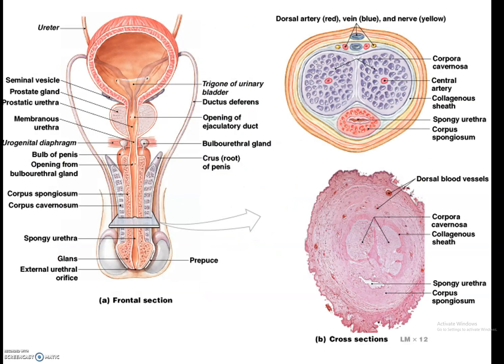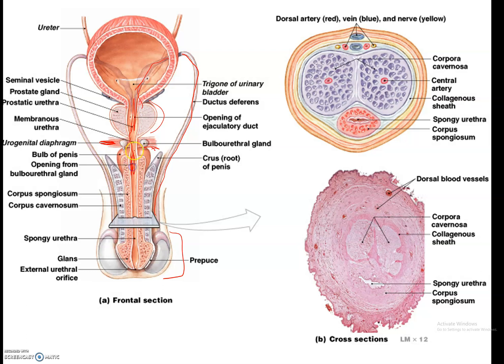So if we look at a frontal section of the penis and how it's associated with the testes, let's start way down here at the testes. All right, so the testes are down here with the epididymis leading up through the ductus deferens, up and over, down through the opening of the ejaculatory duct. Here's the prostate gland right here. The bulbourethral glands right here. Here is the urogenital diaphragm. So it's a layer of tissue that allows the membranous urethra to pass through into the penis.